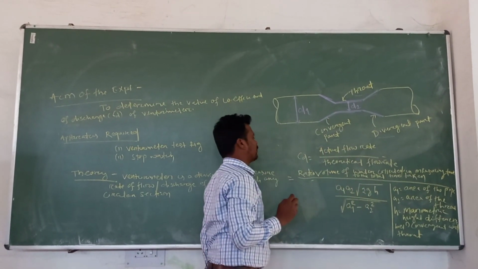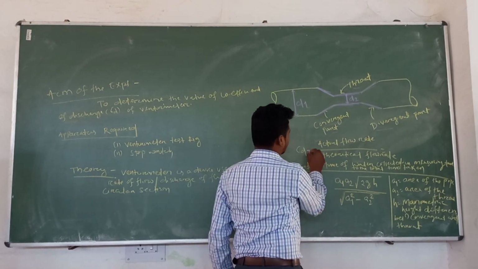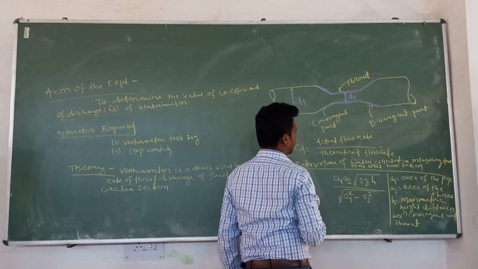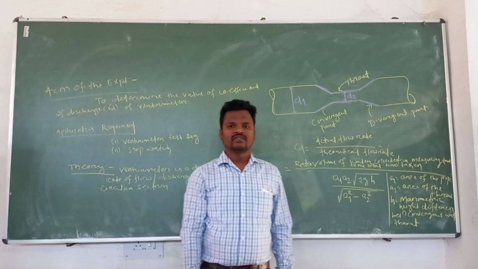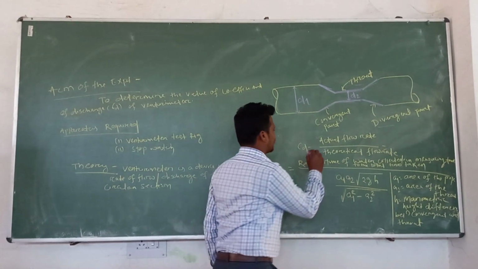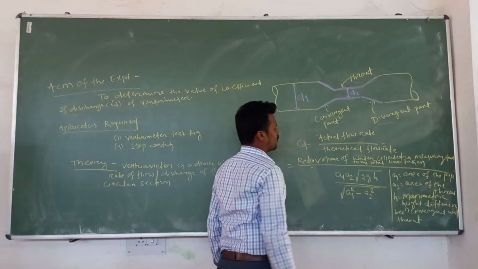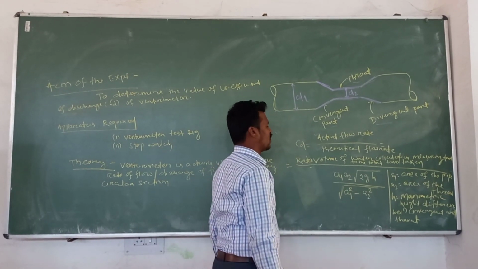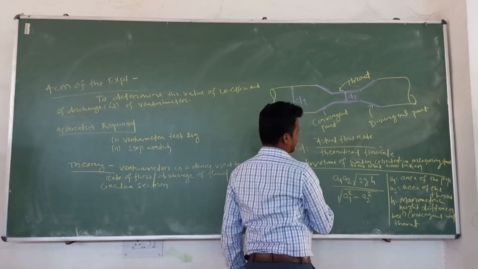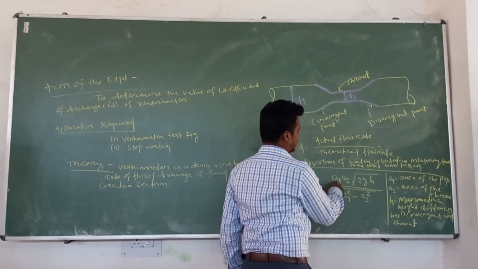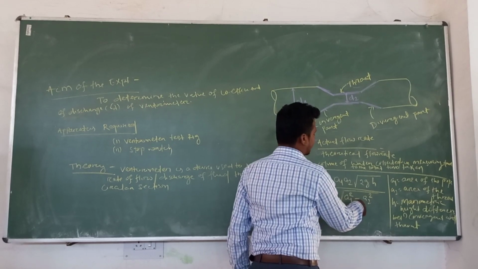Now, our main aim is to find out the coefficient of discharge. So what is the coefficient of discharge? The coefficient of discharge is the ratio of actual flow rate to the theoretical flow rate. How can we find out the value of actual flow rate and theoretical flow rate? The actual flow rate is the ratio of the volume of water collected in the measuring tank to the time taken. The theoretical discharge can be calculated by using the formula A1 A2 root over 2gH, divided by root over A1 square minus A2 square.